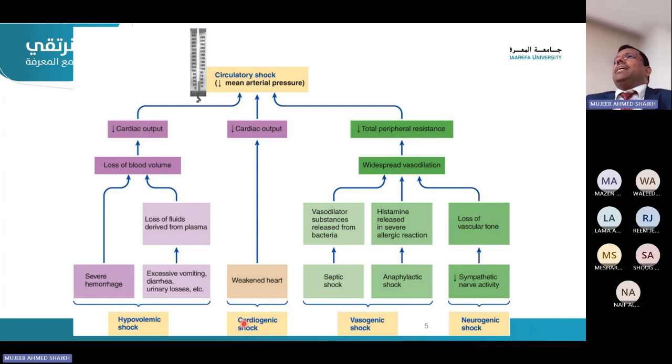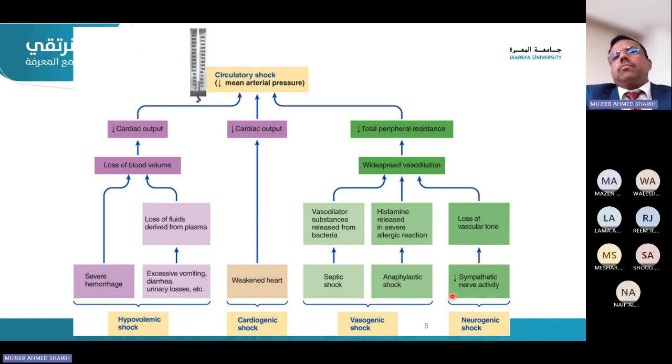So either you measure the blood concentration of lactate, or you measure the blood pressure, or you measure the oxygen. This will lead to diagnosis of shock, any shock. Either there will be very low mean arterial pressure, or the blood pressure is very low, lactate will be very high, and there will be hypoxia. This will lead to diagnosis of the shock.